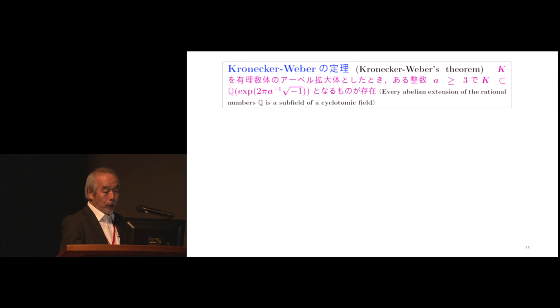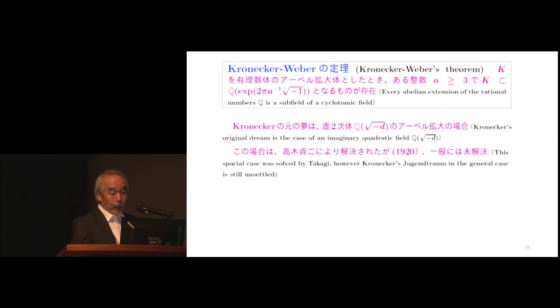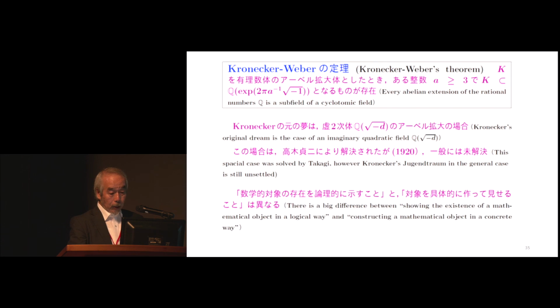So this is Kronecker. Kronecker proved, together with Weber, the case of the cyclotomic field: every abelian extension of the rational number field Q is a subfield of a cyclotomic field. Kronecker's original dream is the case of an imaginary quadratic field. And this special case was solved by Dr. Takagi. However, Kronecker's Jugendtraum in the general case is still unsettled.